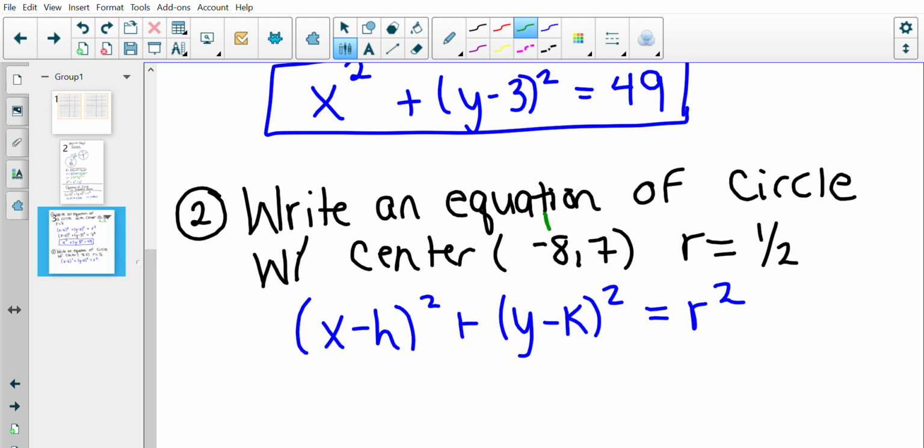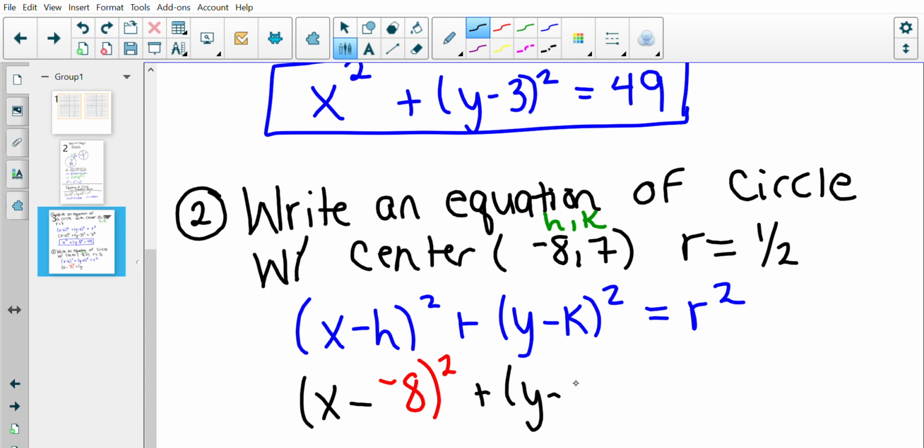We know negative 8, 7 is going to represent our center. So this is going to be x minus negative 8 squared. And I'm going to leave it like that just for a minute. And let's keep going. Then we're going to have y minus 7 squared. And that will equal a half squared.